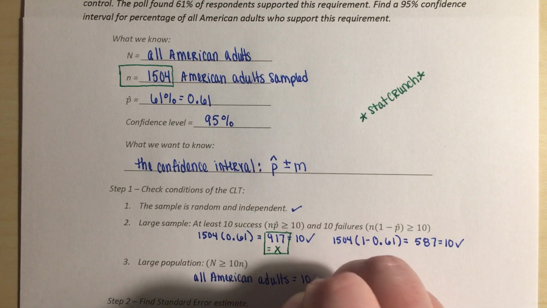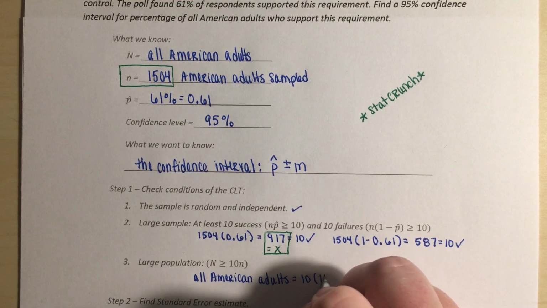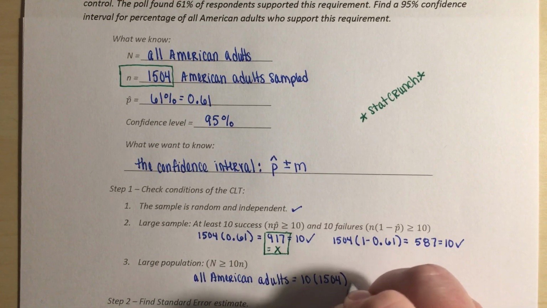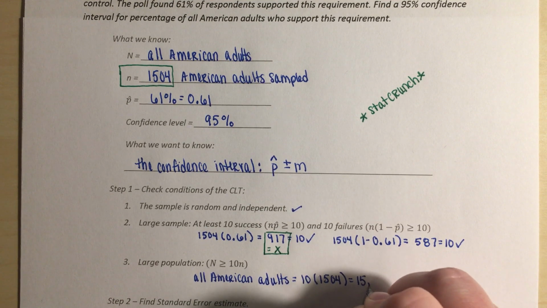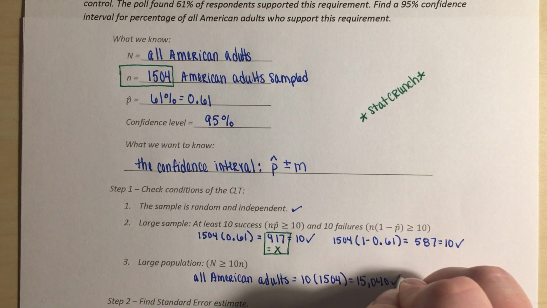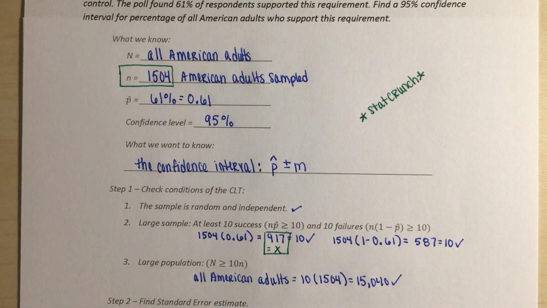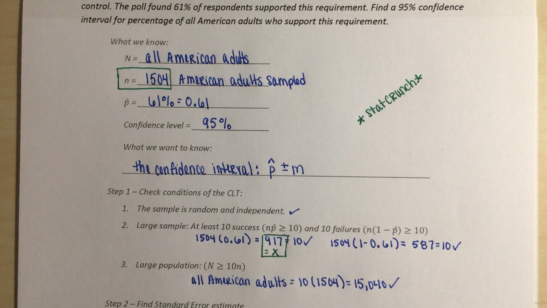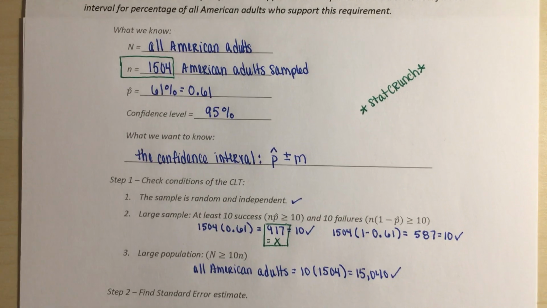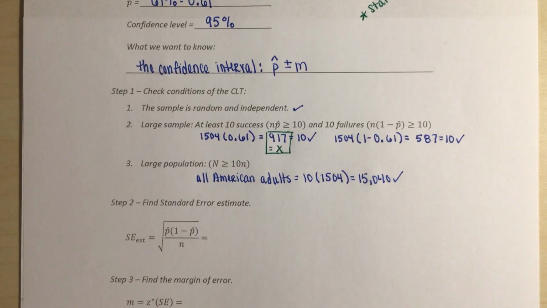Right, we take 10 times 1,504, we get 15,040, right? And there are definitely more than 15,000 American adults. So our sample size is large enough from condition 2, and then our population size is large enough from condition 3. So our conditions have been met, so we can go ahead and continue on with our problem.